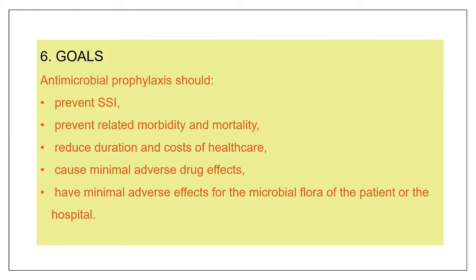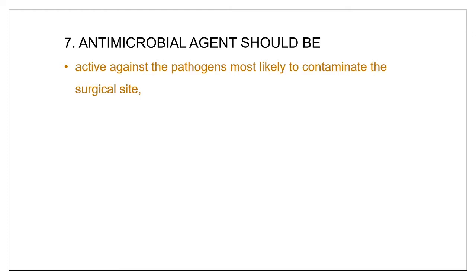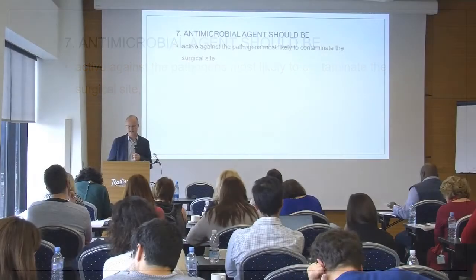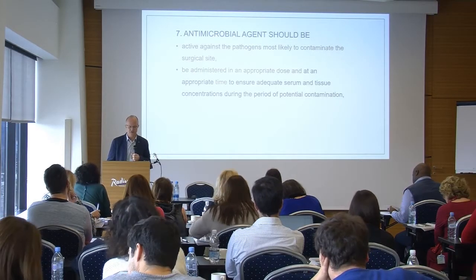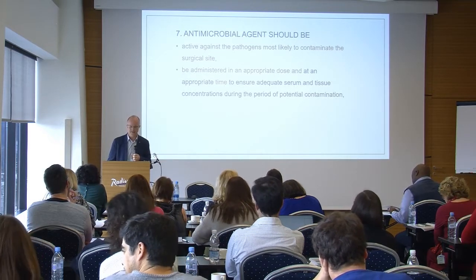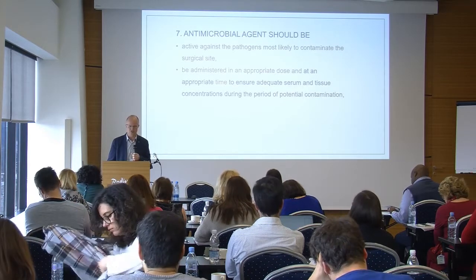Goals of the treatment: prevent SSI, prevent related morbidity and mortality, reduce the duration and costs of healthcare, and cause minimal adverse drug effects. Antibiotics you use for surgical prophylaxis must have minimal adverse effect on the microbial flora of the patient and also the microbial flora of the hospital. The antimicrobial agent should be active against the pathogens most likely to contaminate the surgical site. It should be administered in an appropriate dose and time to ensure adequate serum and tissue concentrations during the period of potential contamination, and for the shortest effective period to minimize adverse effects, emergence of resistance, and costs.